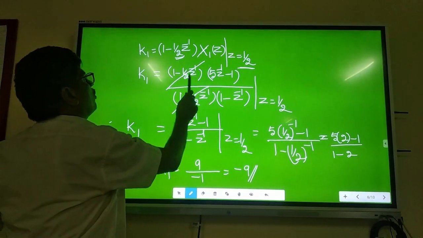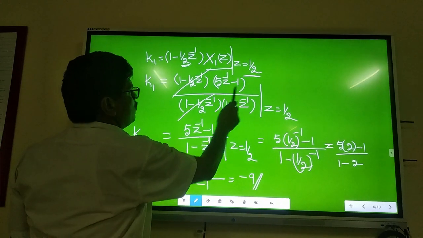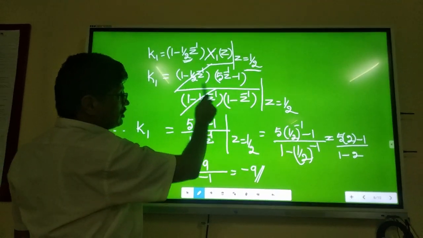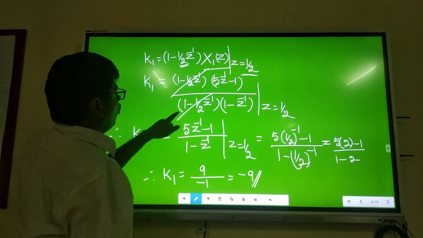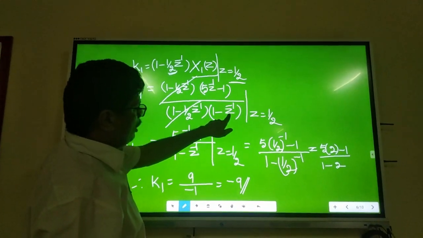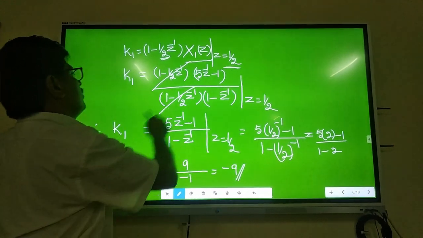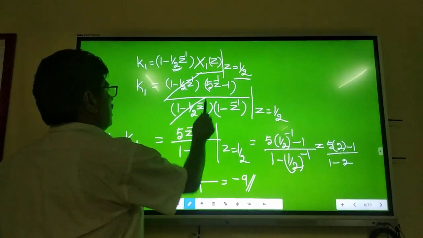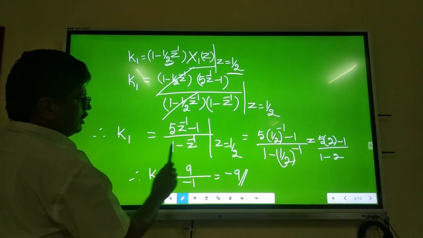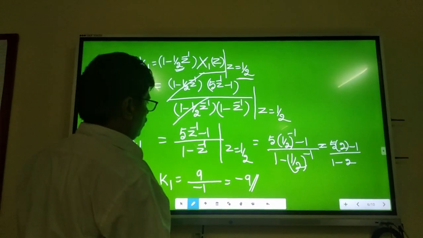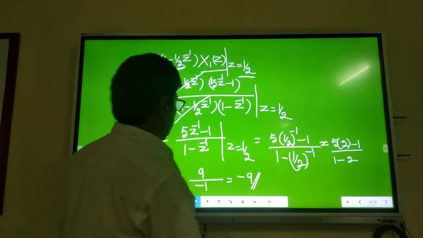Observe this. K1 is equal to (1 minus 1 by 2 z inverse) into X1(z). What is X1(z)? Substitute X1(z) from that expression: (5z inverse minus 1) by (1 minus 1 by 2 z inverse)(1 minus z inverse). Now, cancel this 1 minus 1 by 2 z inverse. Then you will get (5z inverse minus 1) by (1 minus z inverse) at z is equal to 1 by 2. Now, substitute z wherever it is 1 by 2.